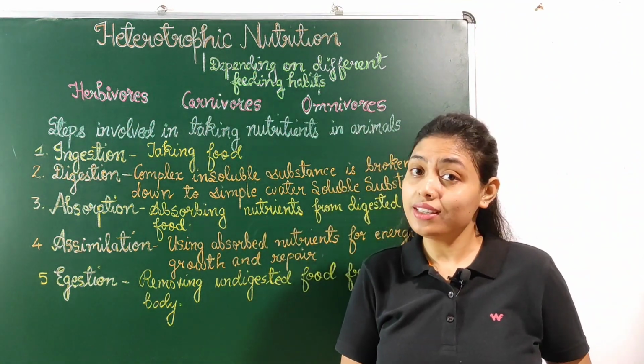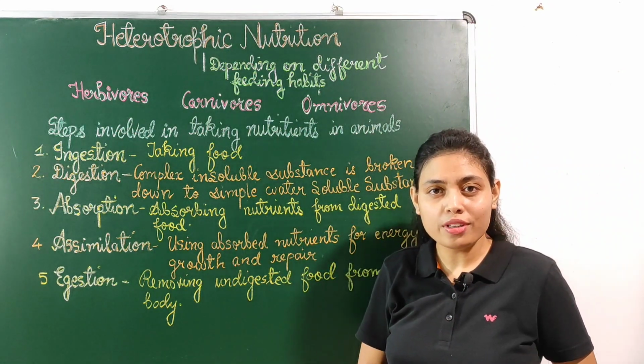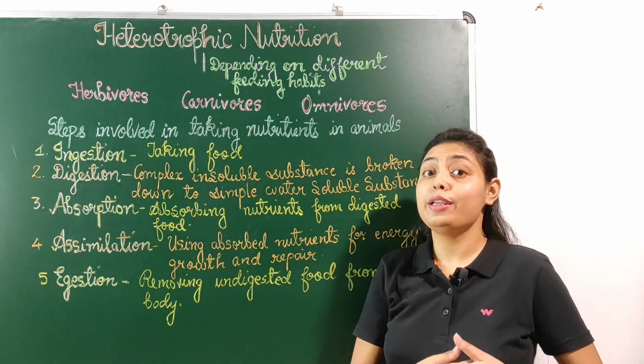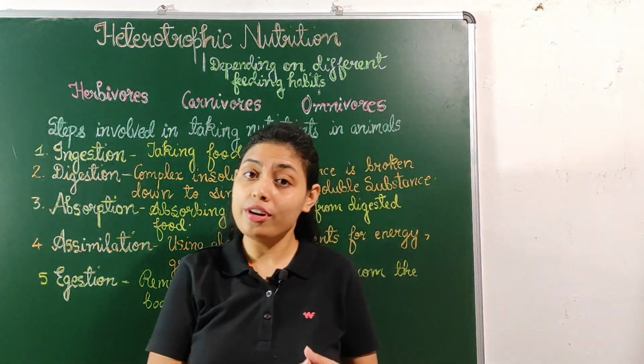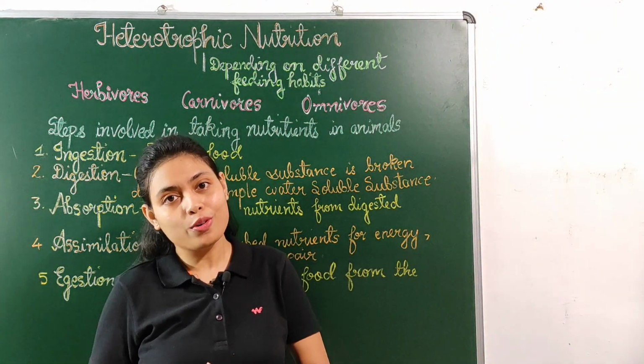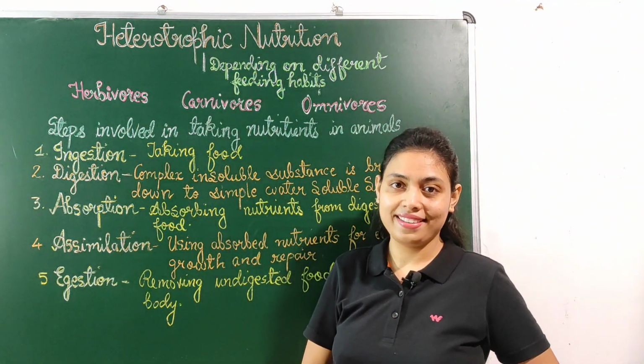Now let's move to the third type. Omnivores. Who are called omnivores? The animals that eat both the flesh of other animals and plant products are known as omnivores. And the example is we human beings.